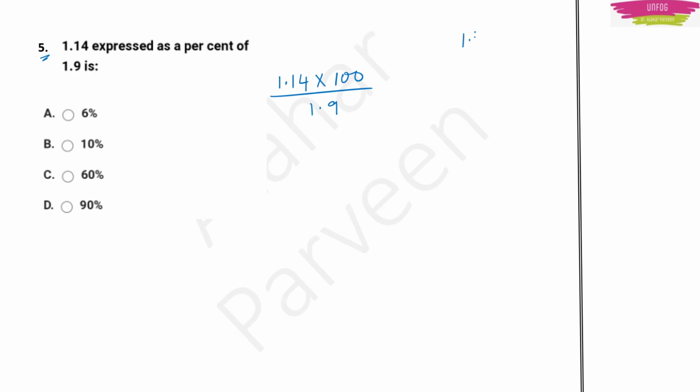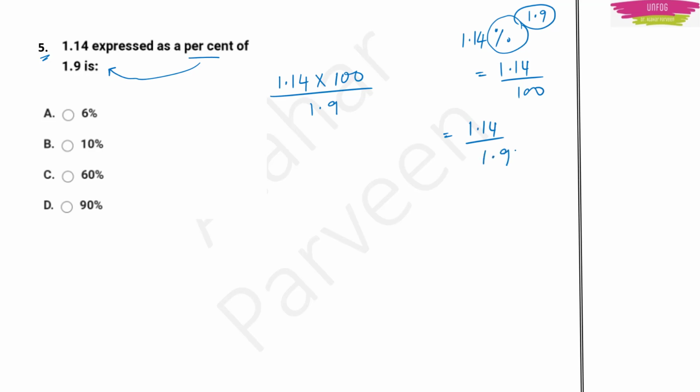Actually, 1.14% you will write as 1.14 by 100, right? In place of percent, they are telling percent is 1.9. In place of percent, you have to put 1.9. That means 1.14 by 1.9. Correct? I hope you are getting.